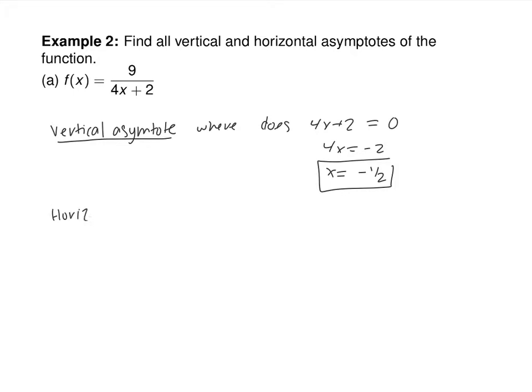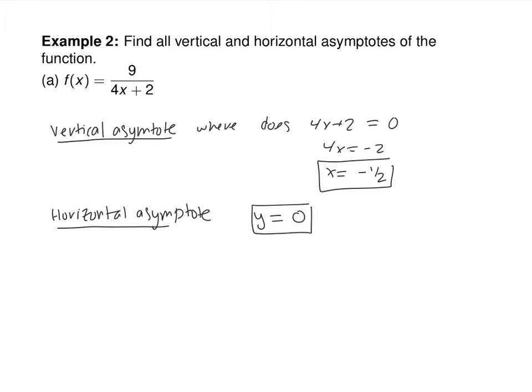Now the horizontal asymptote, that's what happens as you plug in huge numbers for x. If you have 9 divided by 4 times a humongous number, like say 1 million, what is 9 divided by 4 million and 2? Approximately zero. It's pretty darn close to 0, isn't it? Does that make sense? So the horizontal asymptote here is y equals 0.